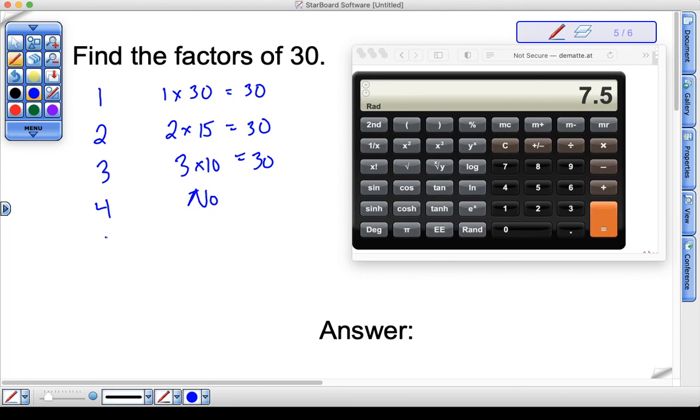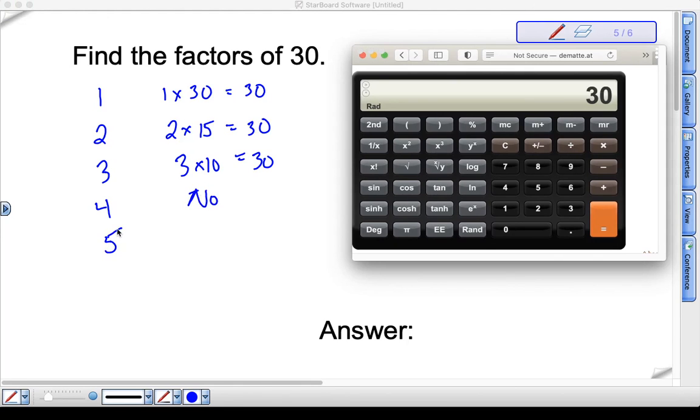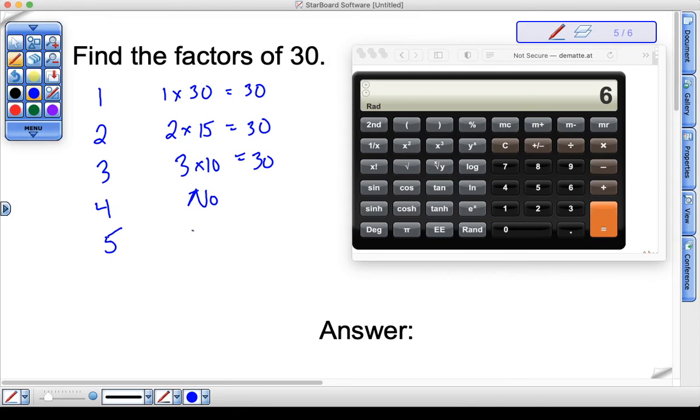I then want to try a 5. Is 30 divisible by 5? 30 divided by 5 is 6. So I know that 5 times 6 is equal to 30. So for this one, I don't need to go any higher than this now because I already found out that if I put a 6 here, 6 would give me a 5 again. So all my factors here are going to be 1 times 30, 2 and 15, 3 and 10, and 5 and 6.